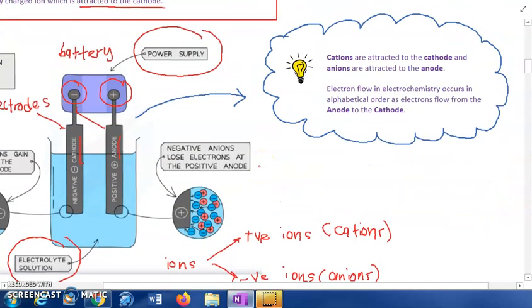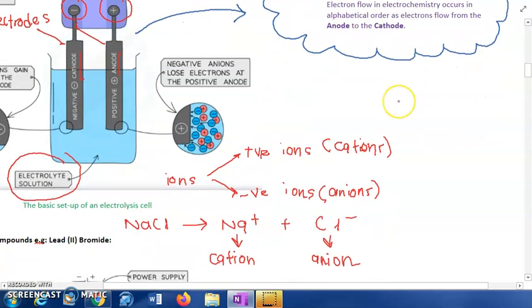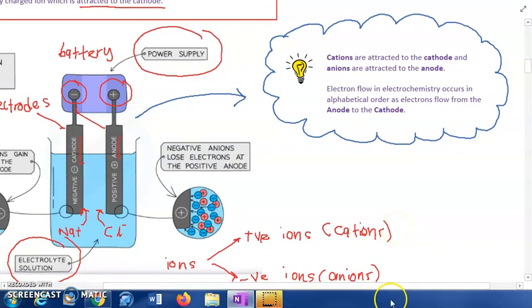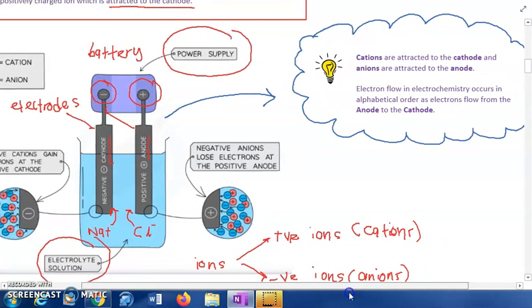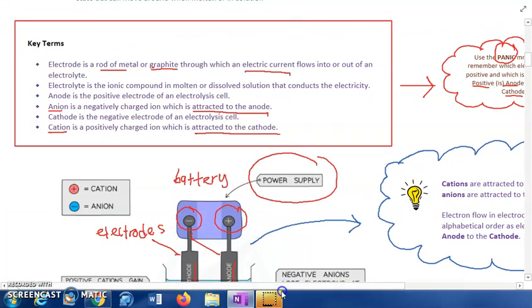And another thing that you must remember here is that cations are attracted to the cathode, and anions are always attracted to the anode. So when I have two ions inside here, the Na+ and the Cl-, the Na+, which is the positively charged ion, a cation, will be attracted to the cathode, and an anion will be attracted to the anode. So this is what you need to know about some basic concepts of electrolysis. It's very important for you to remember all these key terms.